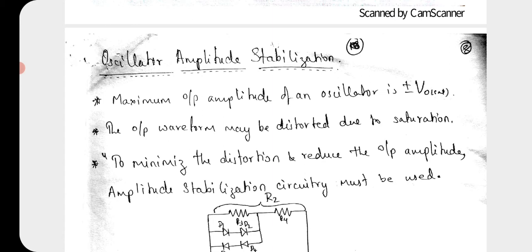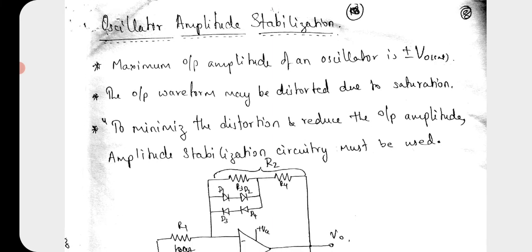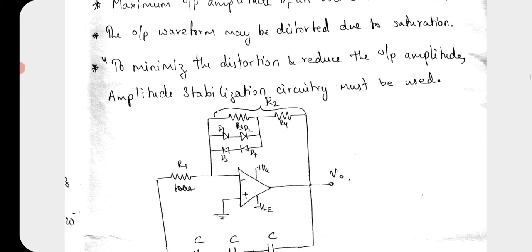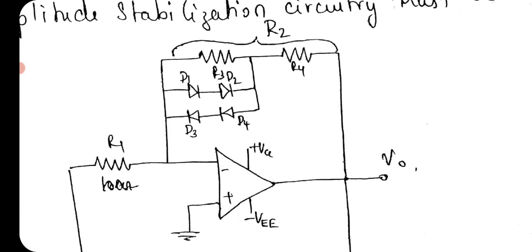The maximum output amplitude of an oscillator is plus or minus V naught sat. The op amp waveform may be distorted due to saturation. The concept which I have explained to you is written here. To minimize the distortion and reduce the output amplitude, a stabilization circuit must be used. So this is the circuit.